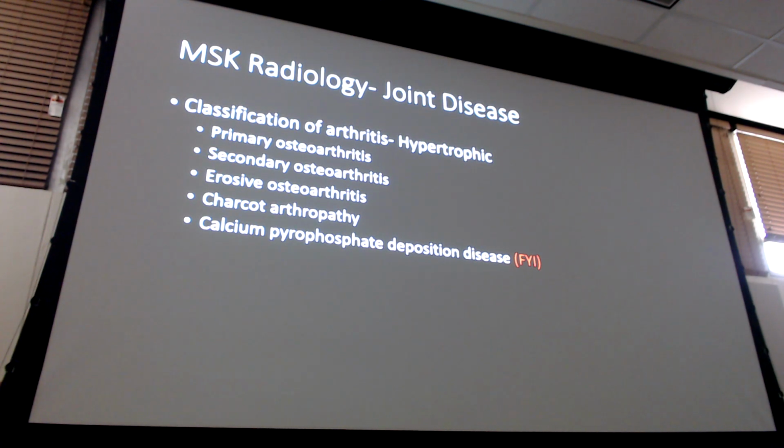Here are the 4 primary hypertrophic arthritises we're going to cover. Primary, secondary, erosive, and Charcot's. Charcot, not Charcot. Charcot. Its E is silent. It's like pterodactyl with the P is silent.